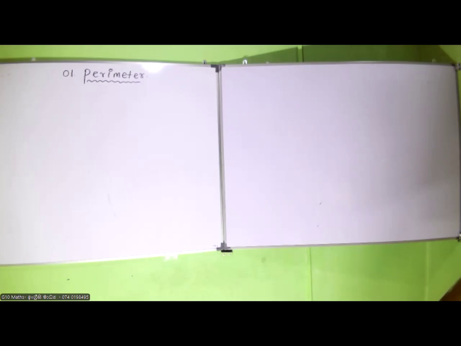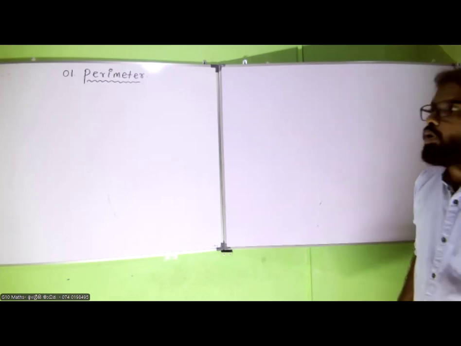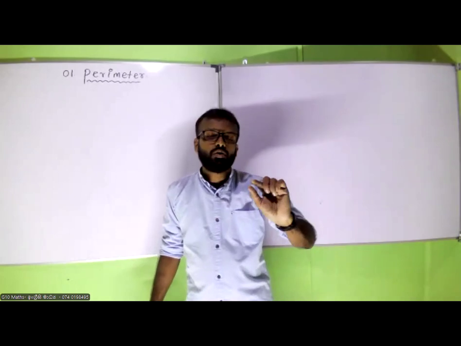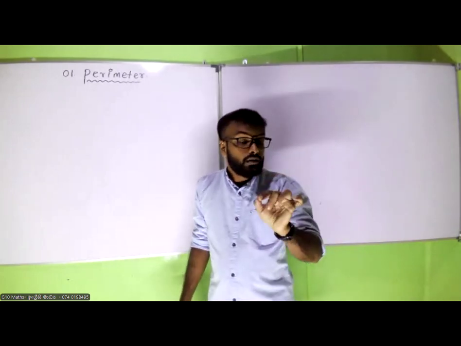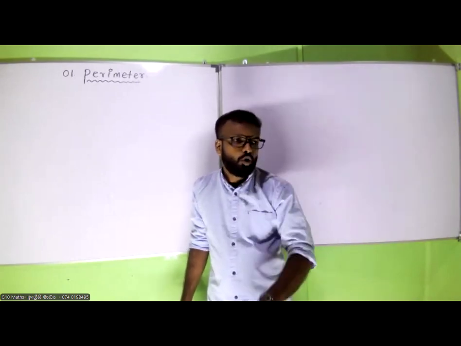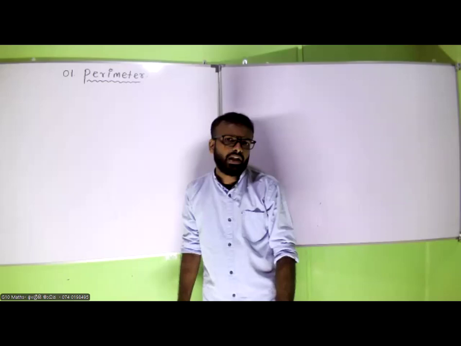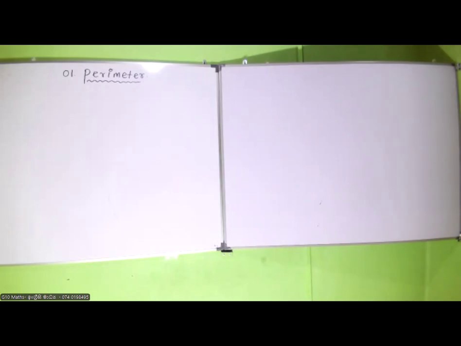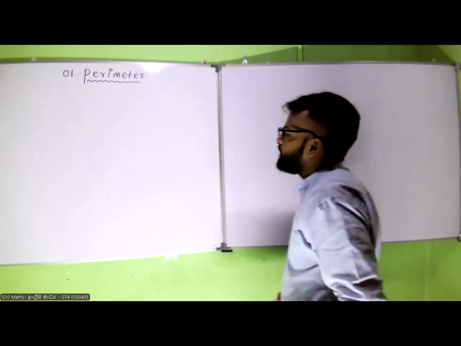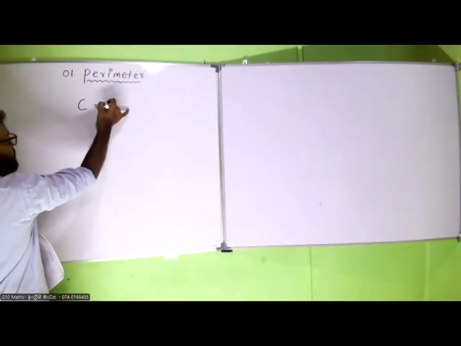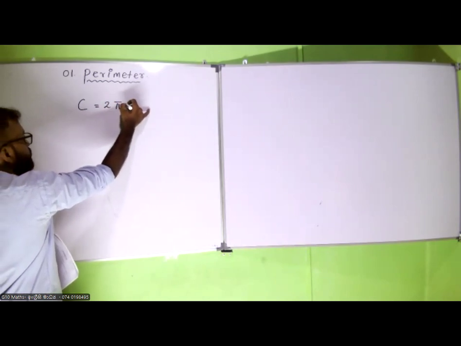Can anyone tell me what formula you are going to use for finding the perimeter of a circle, or the circumference? 2πr. Yes, super. C equals 2πr, where C means the circumference. This is 2πr.